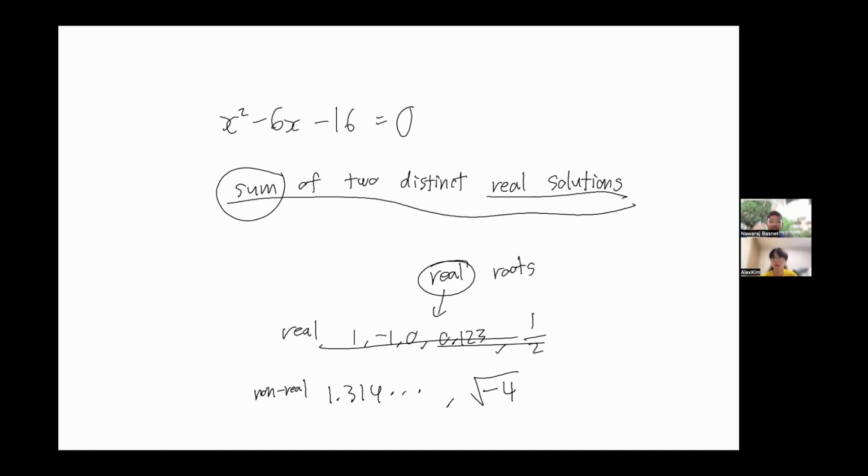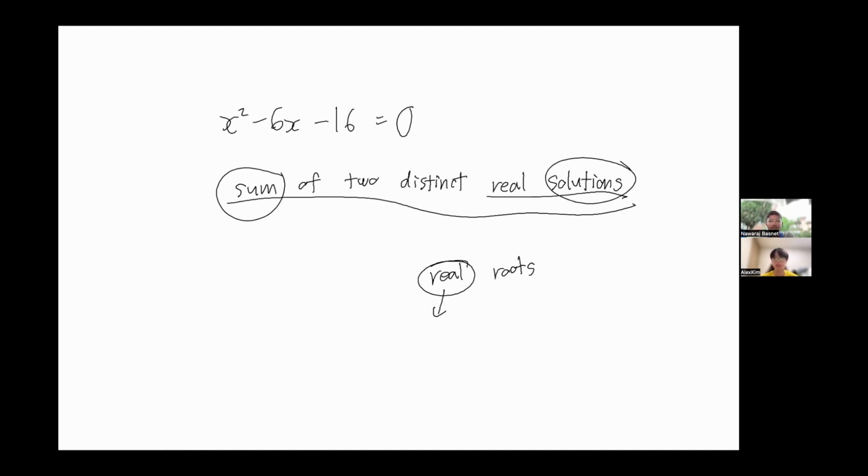Oh, this is not it, sorry. So going to the part called solutions, this part. What does solutions mean? Solutions has the same meaning as roots. So you can remember like that. What it means is any value of the variable, in this case x, that makes this whole function true. So any value of x that makes this whole thing equal to 0.